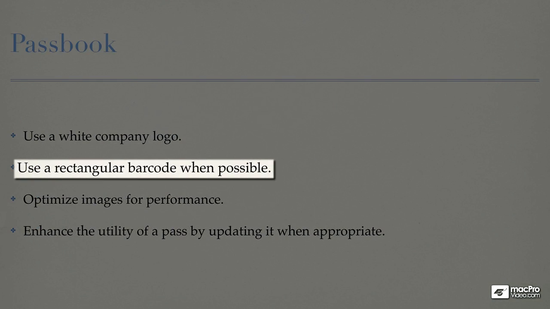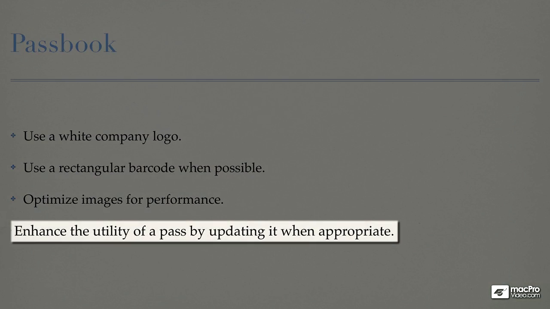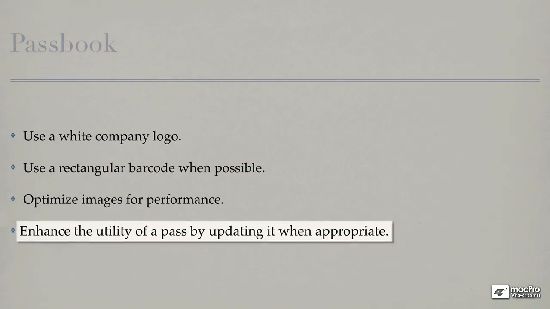Use a rectangular barcode when possible. If you use a square barcode, it's going to take up a lot of screen real estate. So a rectangular one will fit in better, especially on an iPhone. Optimize images for performance, and enhance the utility of a pass by updating it when appropriate.